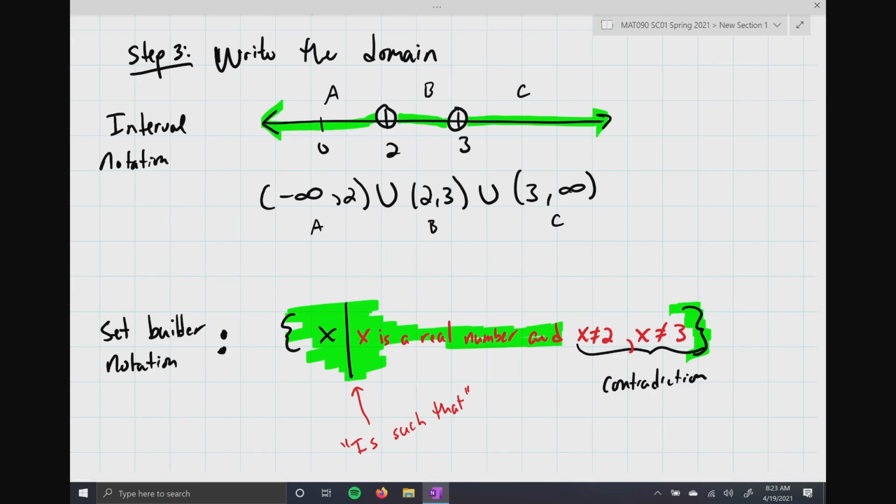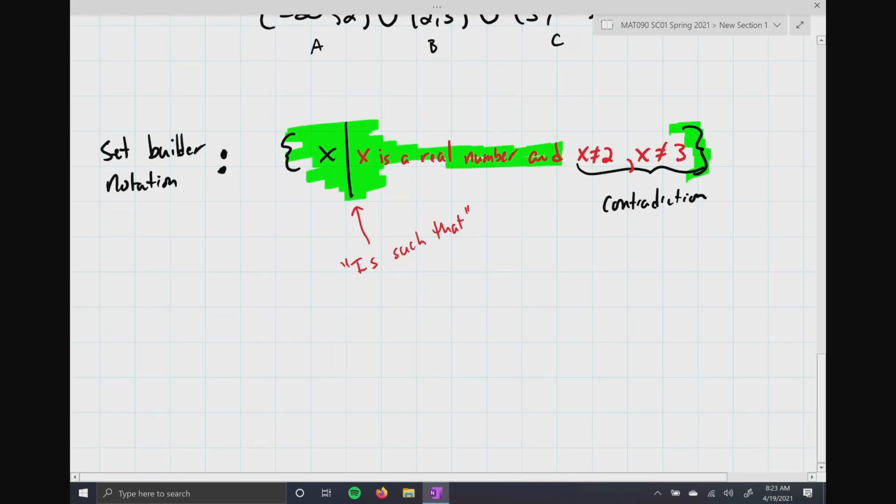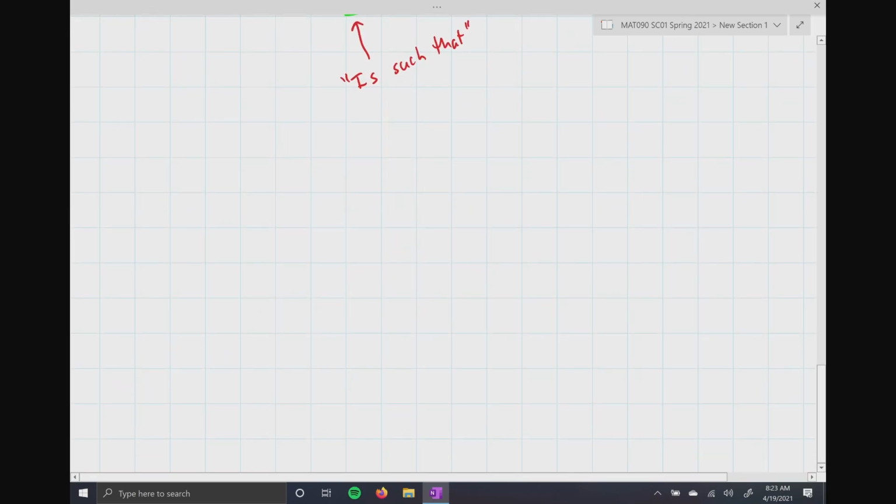Okay, so there's objective 1 done. Finding domain, we should already have a pretty good understanding on how to do that. All you're going to do is take the denominator, set it equal to 0, solve, and then tell me what the contradictions you found were. Here's something that you already know how to do. This is objective 2.